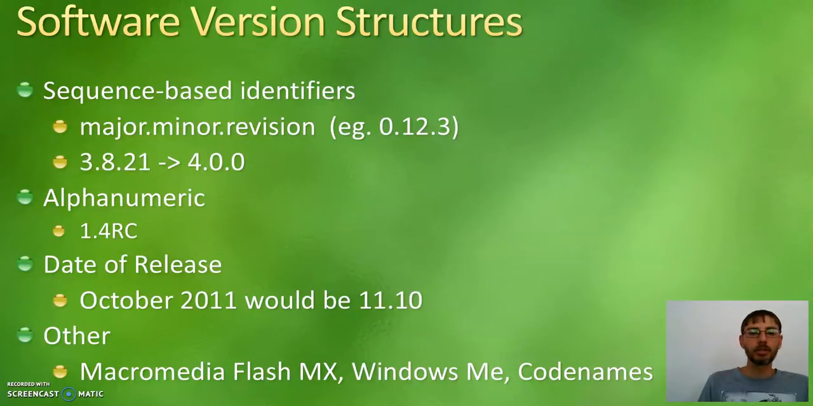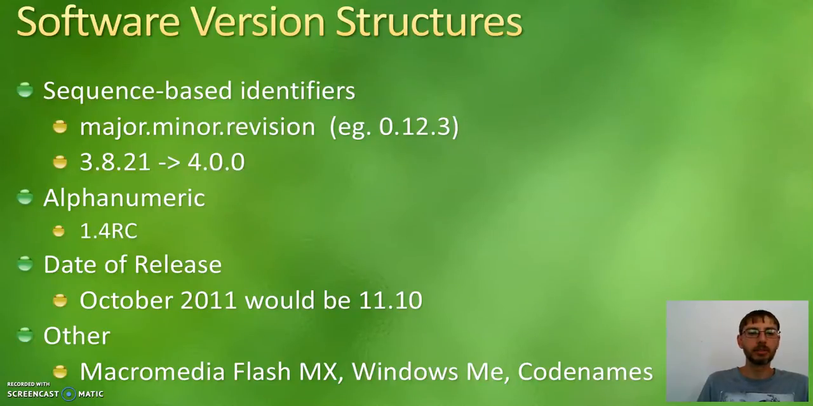Alphanumeric, so that's a combination of sequence-based identification and adding in some alphanumeric to convey the state of the software, like release candidate. We also have date of release. So October 2011 would be 11.10, conveying the year and the month. And then there's other styles that are simply name-based or text-based, such as code names.